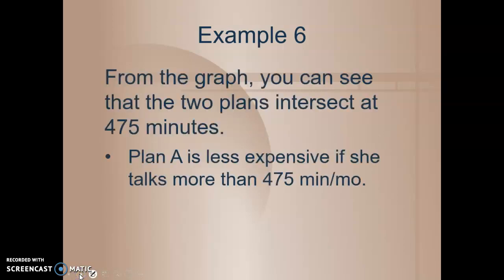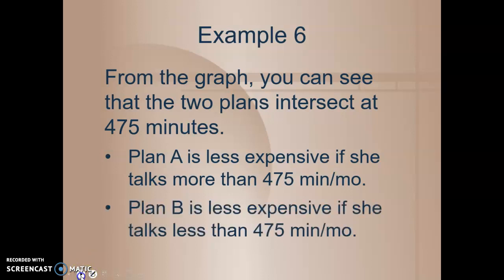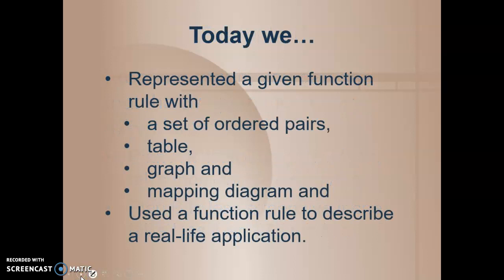All right, from the graph in your book, you can see that the two plans intersect at 475 minutes. That means that at 475 minutes, they are exactly the same. So Plan A is less expensive if she talks more than 475 minutes. If she talks less than 475 minutes a month, then Plan B would be the least expensive. Hopefully you had your book in front of you so you can see that. If not, when you get to school, make sure you grab your book and look at that example so you can see what it is that I'm talking about.